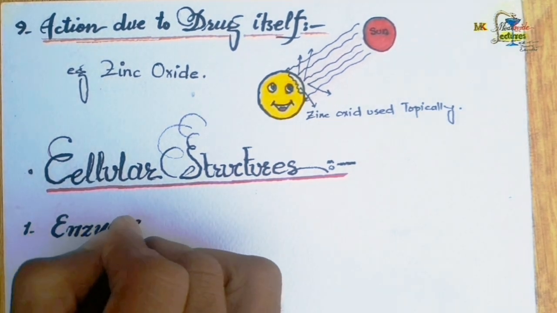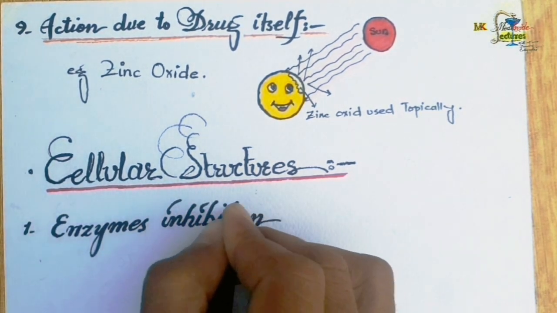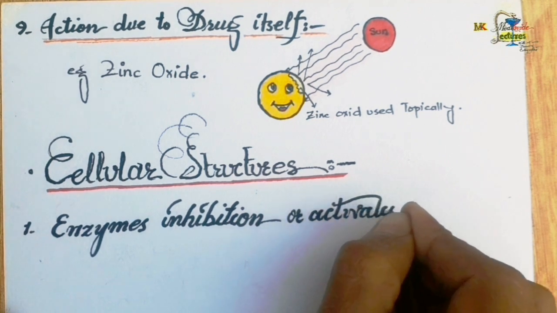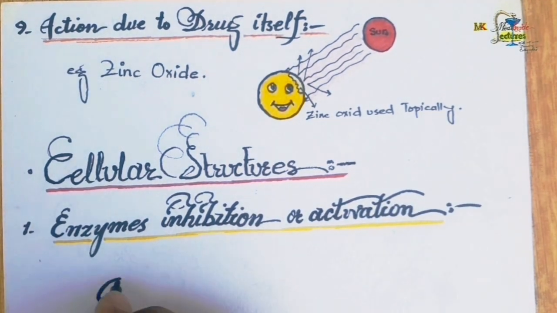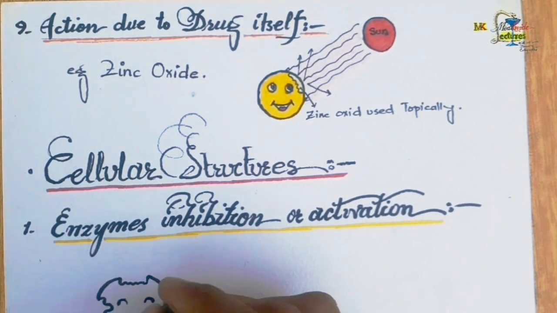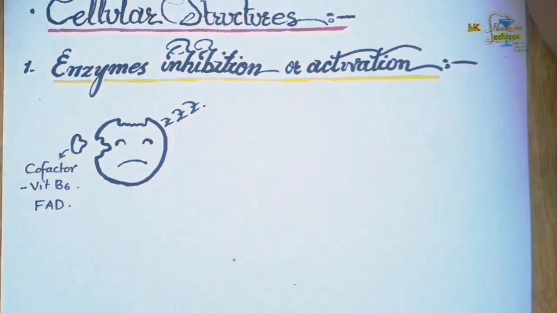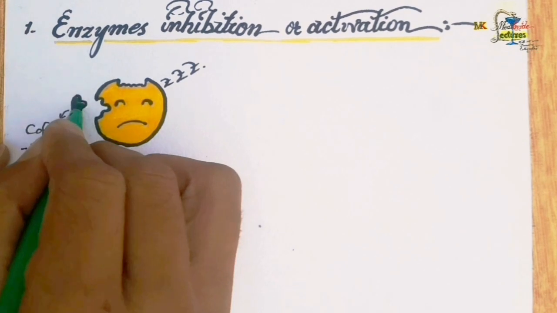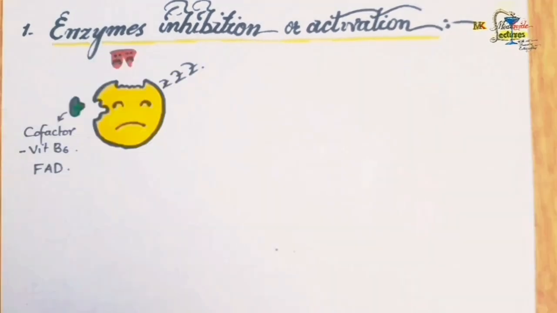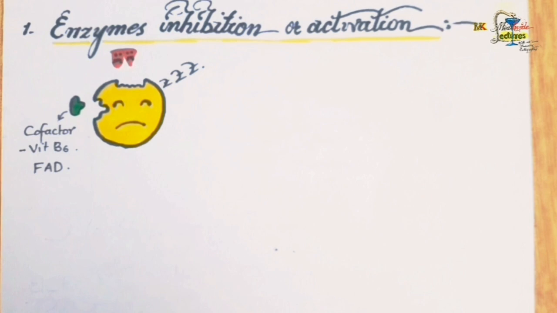In these, our first topic is enzyme inhibition or activation by drugs, through which the drug will show its effect. In very few cases the enzymes are activated, but mostly the enzymes are inhibited in our body by the drugs to show their effect. The drugs which activate an enzyme may act as a cofactor for an enzyme, which will activate the enzyme from its inactive state to its active state.